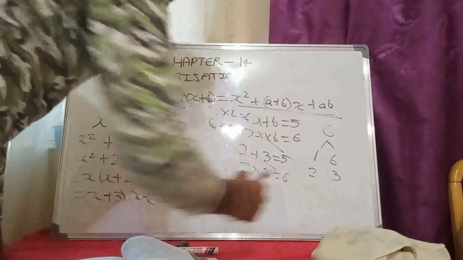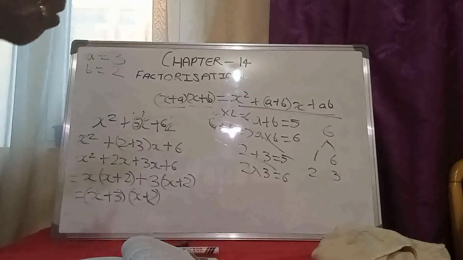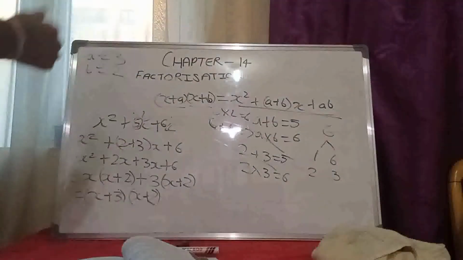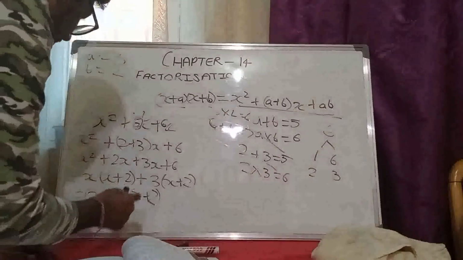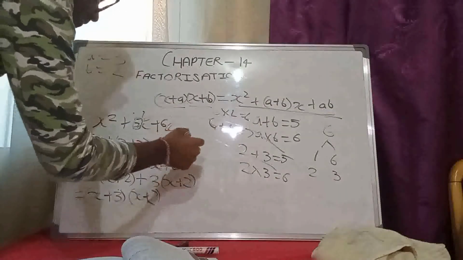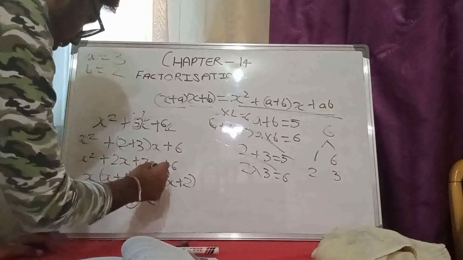Now we take 2 and 3. When we multiply 2 and 3 we get 6, and when we add we get 5. So 2 and 3 are satisfiable. So here 2 will be a or b, 3 can be a or b, so that doesn't matter. Now we solve it. So x square plus 2 plus 3 into x plus 6. Now keep on factorizing. We get x square plus 2x plus 3x plus 6.